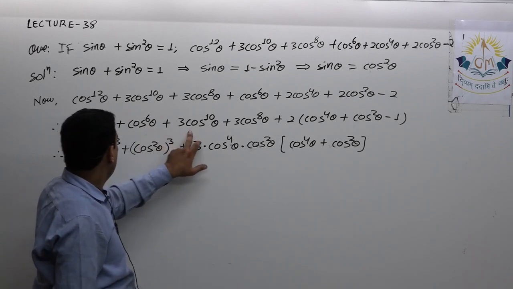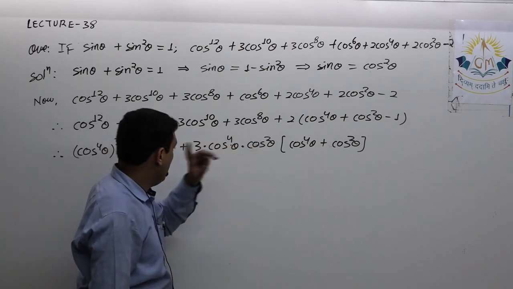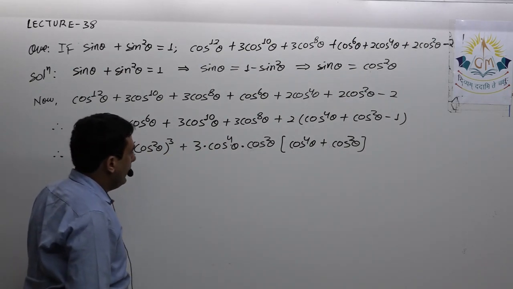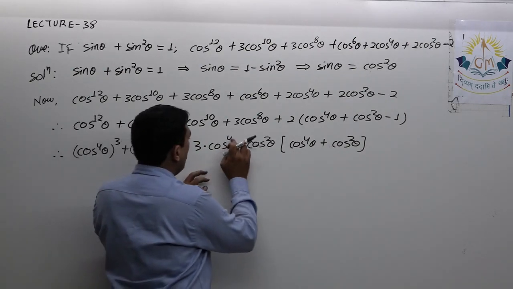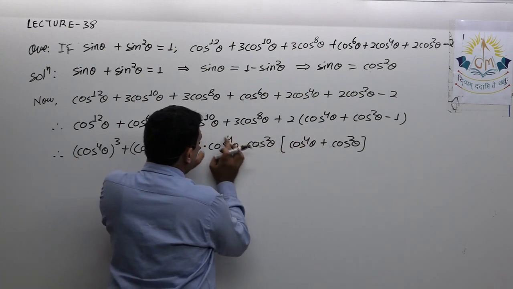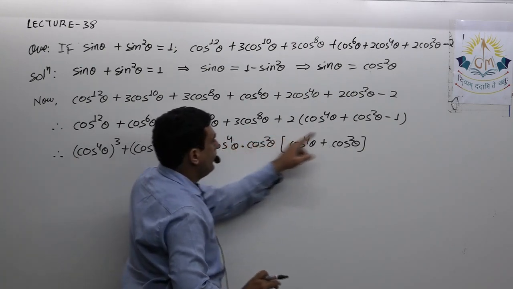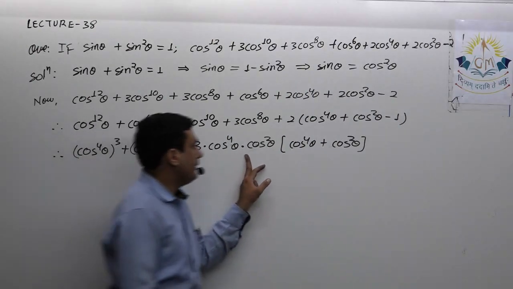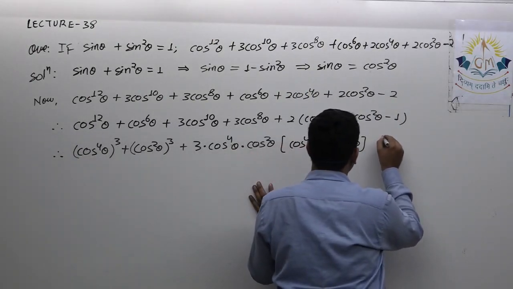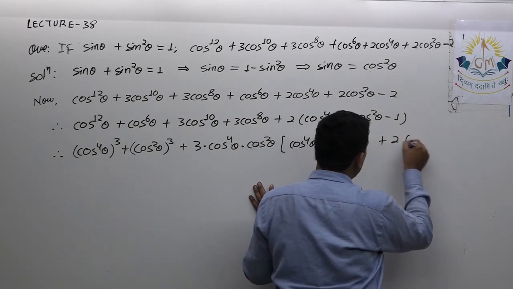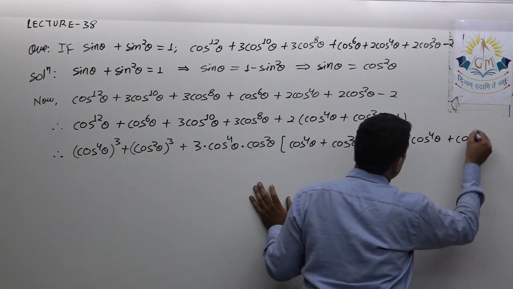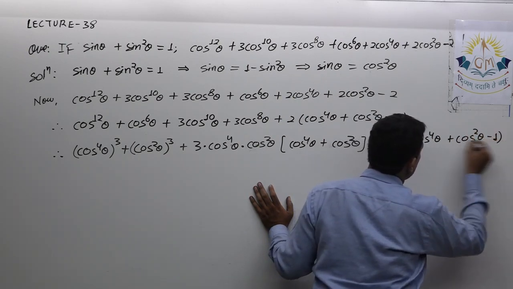3 cos^10 θ, then 3 cos^8 θ. 4 plus 2 plus 4 gives 3 cos^10 θ, and 4 plus 2 plus 2 gives 3 cos^8 θ. It exactly fits the form of the identity. Now I will write the remaining terms, that is 2 times (cos^4 θ plus cos² θ minus 1).